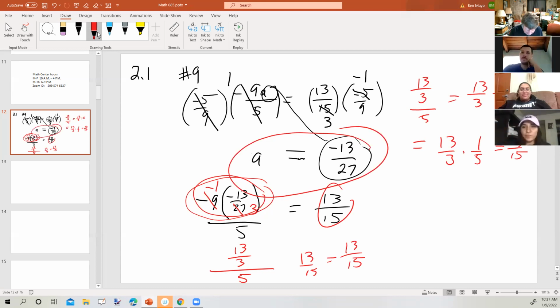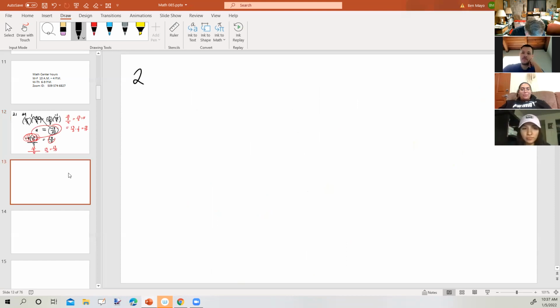Okay, that takes us to number 13 in that same section. Use a property of equality to solve the equation, then check the result. We've got 1/12 equals h plus 9/4.